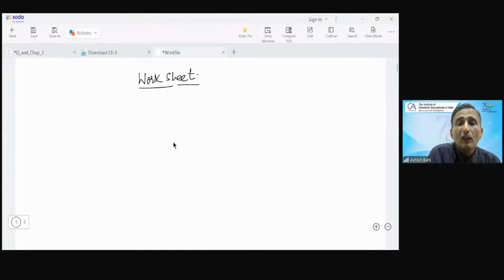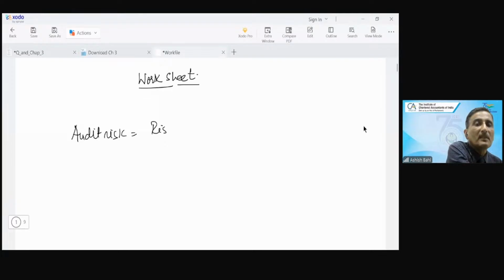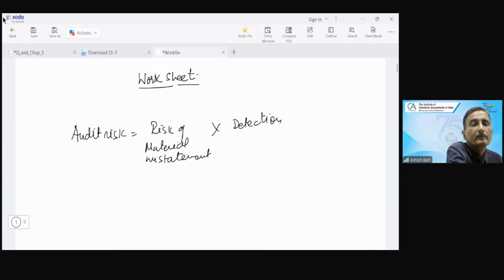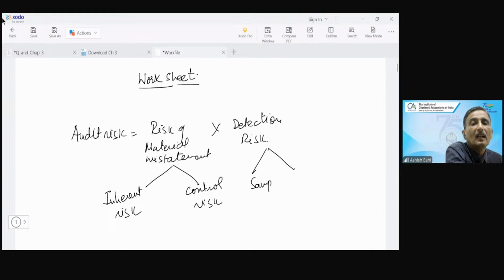And students, as you know, we are also revising concepts simultaneously. As you know, audit risk is a function of risk of material misstatements and detection risk. And the risk of material misstatement is again divided into two risks, that is inherent risk and control risk. And detection risk is again divided into sampling risk and non-sampling risk.